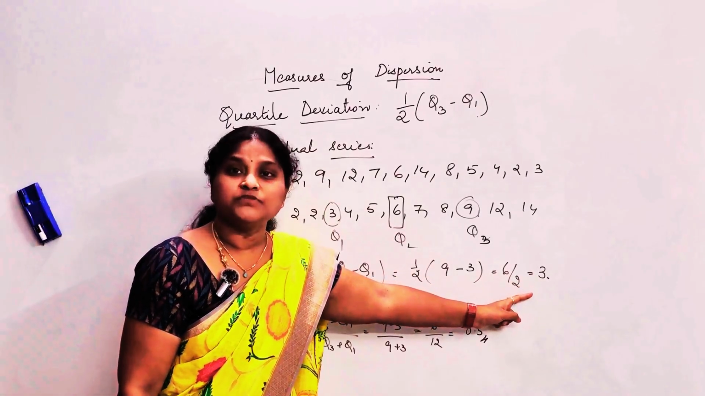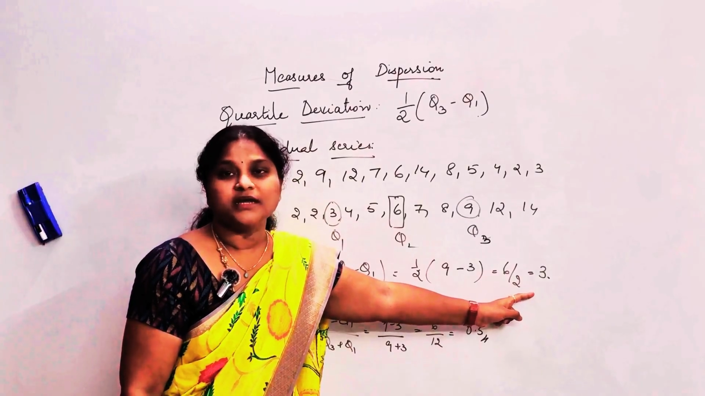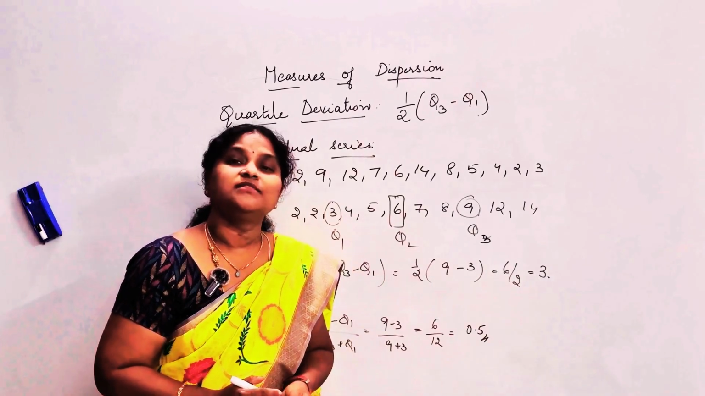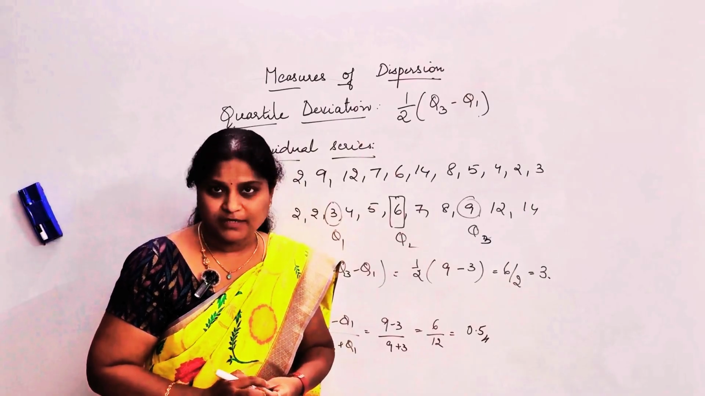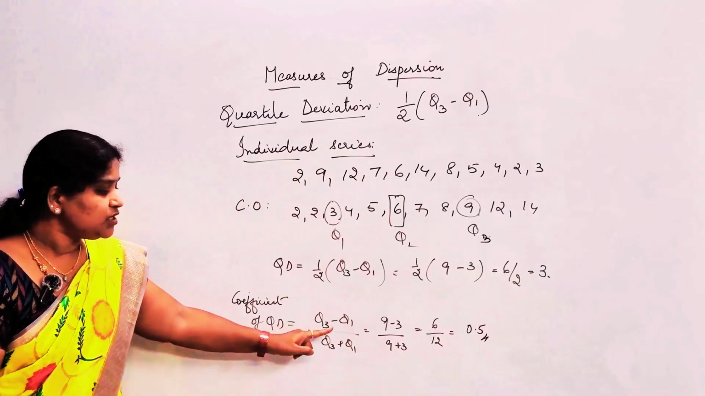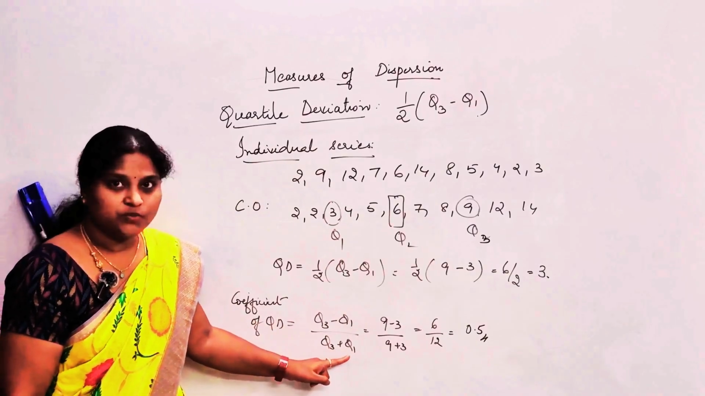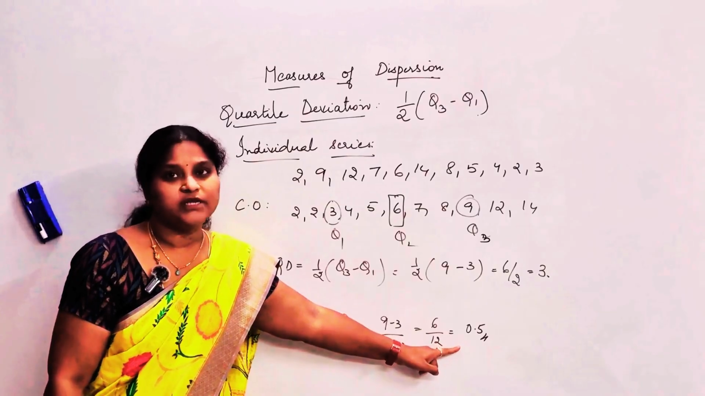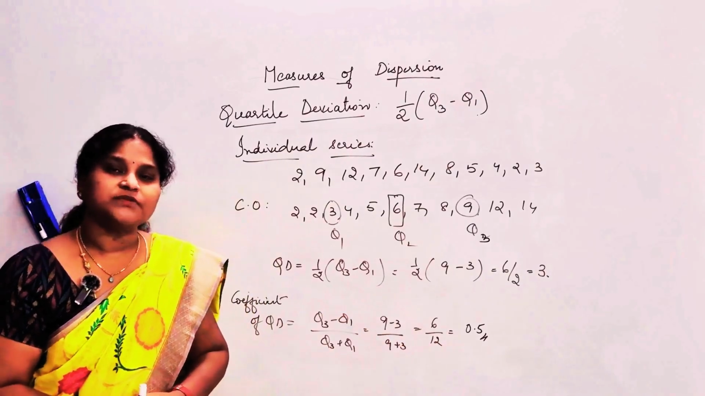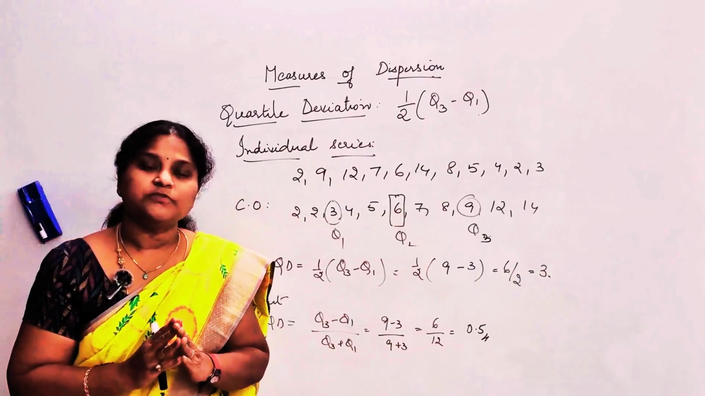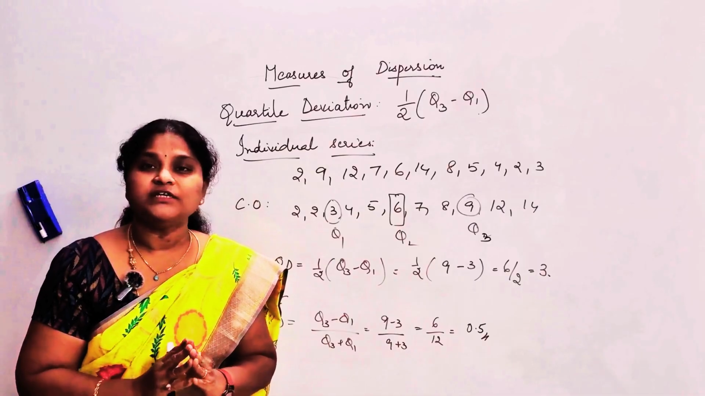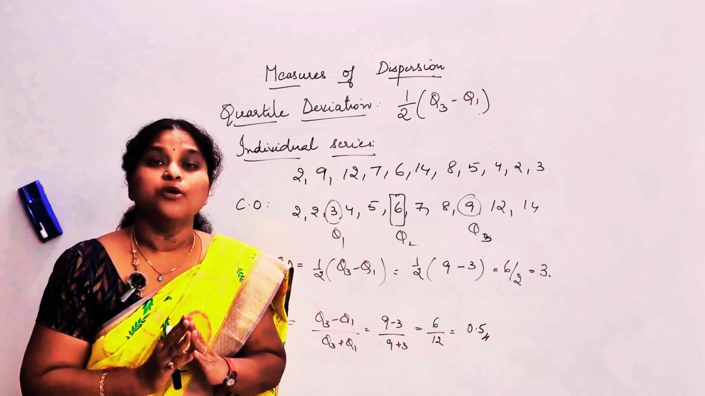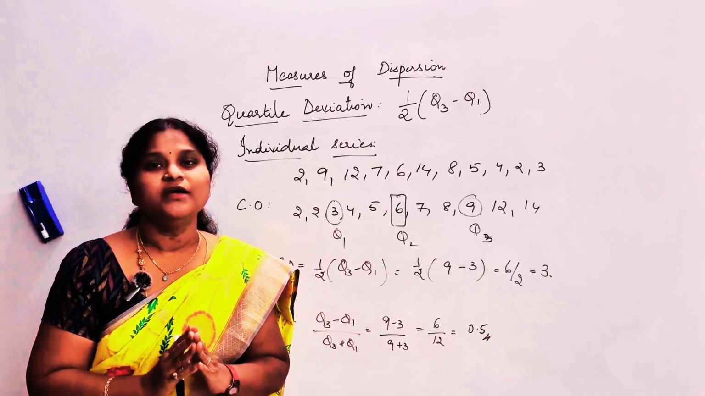This is my absolute measure of dispersion. Quartile deviation is the absolute measure of dispersion. Whereas to find out the relative measure of dispersion with respect to quartile deviation, I have the formula Q3 minus Q1 divided by Q3 plus Q1, which is 9 minus 3 by 9 plus 3, that is 6 by 12, which gives me 0.5. The difference between absolute and relative measures of dispersion is that absolute measure is the exact value, whereas relative measure is in comparison with all the data that is available in the data set, which gives us more efficient and precise value of dispersion.